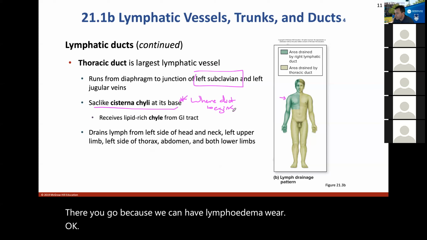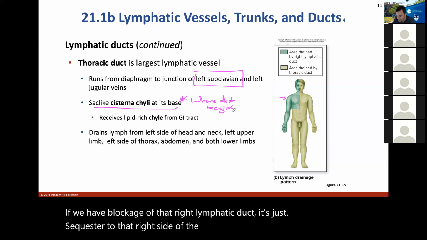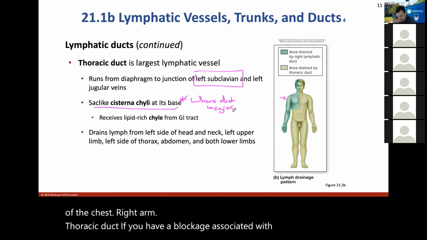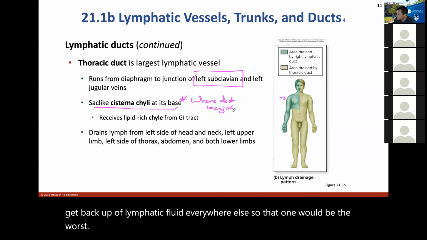If we have blockage of that right lymphatic duct, it's just sequestered to that right side of the head, right side of the neck, right side of the chest, right arm. Thoracic duct, if you have a blockage associated with that one, you can get backup of lymphatic fluid everywhere else. So that one would be the worst.